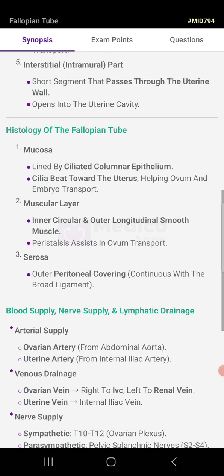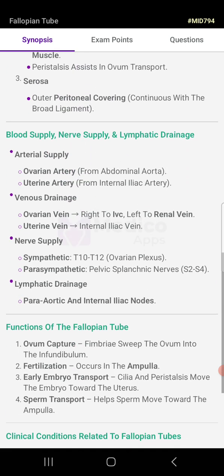Histology of the fallopian tube: mucosa, lined by ciliated columnar epithelium. Cilia beat towards the uterus, helping the ovum and the embryo transport. Muscular layer, inner circular and outer longitudinal smooth muscle, peristalsis assists in the ovum transport. Serosa, outer peritoneal covering, continuous with the broad ligament.